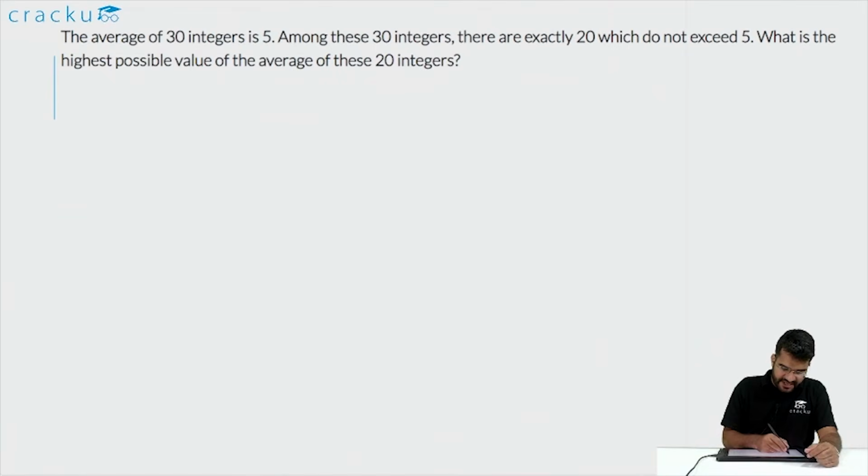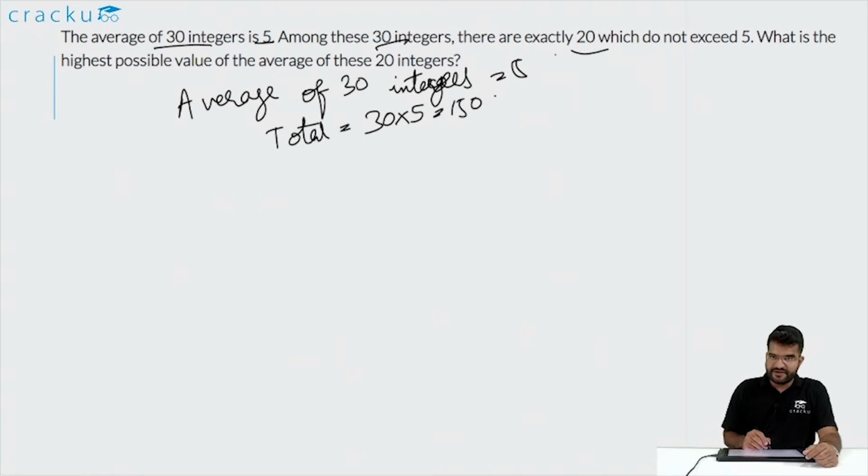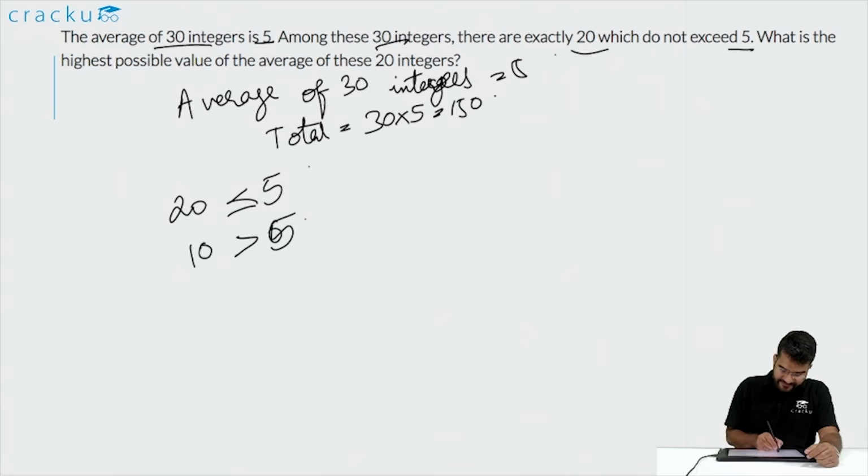In this question, the average of 30 integers is given as 5. Therefore, the total will equal 30 into 5, which is equal to 150. Now, among these 30 integers, there are exactly 20 integers which don't exceed 5. So 20 integers are less than or equal to 5. And 10 integers are definitely greater than 5.